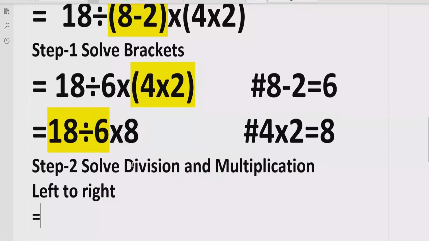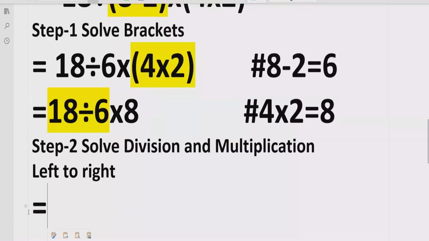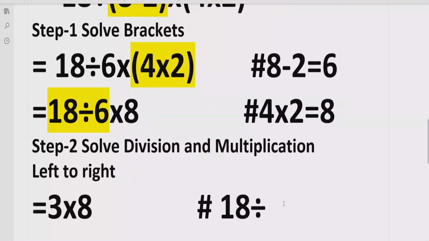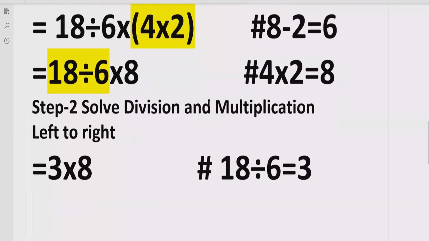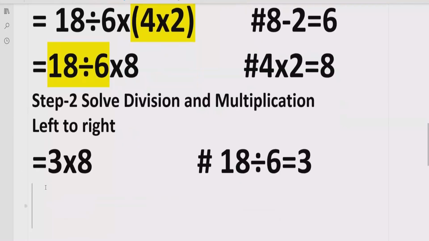So now we will solve 18 divided by 6, which equals 3. We write 18 divided by 6 equals 3, multiplied by 8, which we write as it is. And here we give the reference: 18 divided by 6 equals 3. Moving forward to solve the last part, this part equals 3 multiplied by 8. So we write 3 multiplied by 8 is 24. So the answer of the given expression is 24.